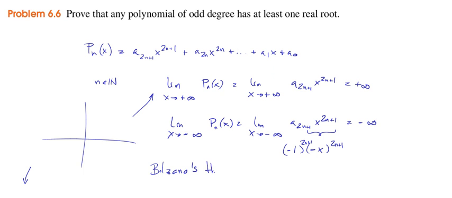we know that between these two points the function has to cross the x-axis, because polynomials are continuous functions. Okay, so Bolzano's theorem applies: the sign of this times this is going to be different, so the polynomial is going to cross the x-axis at least one time. Okay, and that's it.